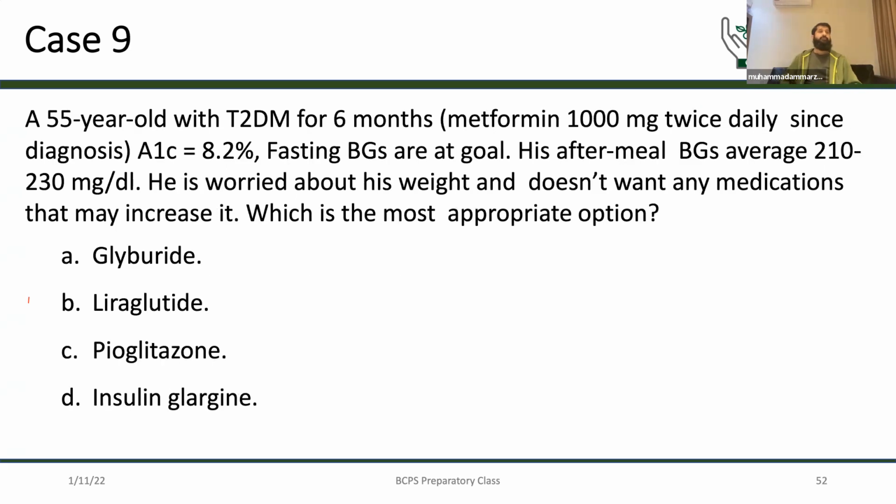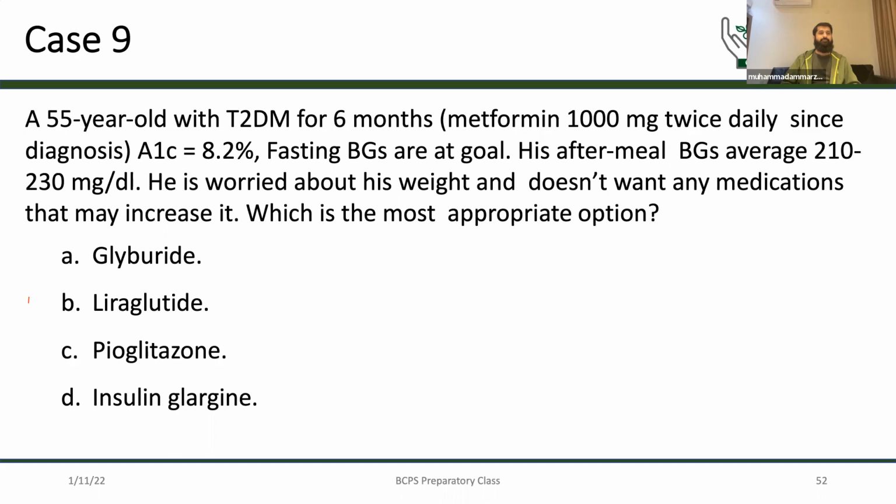Another case: a 55-year-old patient with type 2 diabetes for 6 months, taking metformin, 1000 mg twice daily since diagnosis. A1C is quite high, fasting blood glucose is at goal. His after-meal blood glucose averages 210 to 230 mg per deciliter. That's high. He's worried about his weight and doesn't want any medications that may increase it. Which is the most appropriate option? So you have to individualize the therapy.